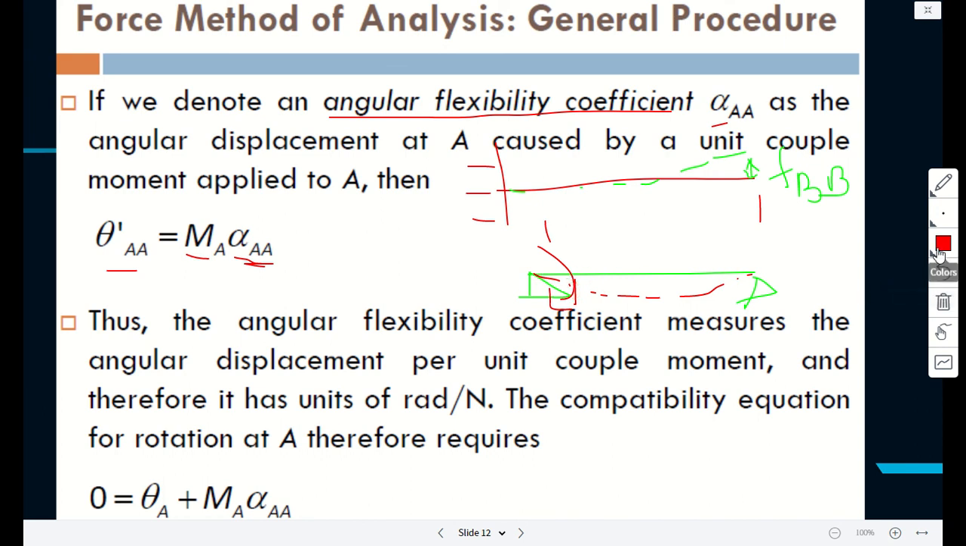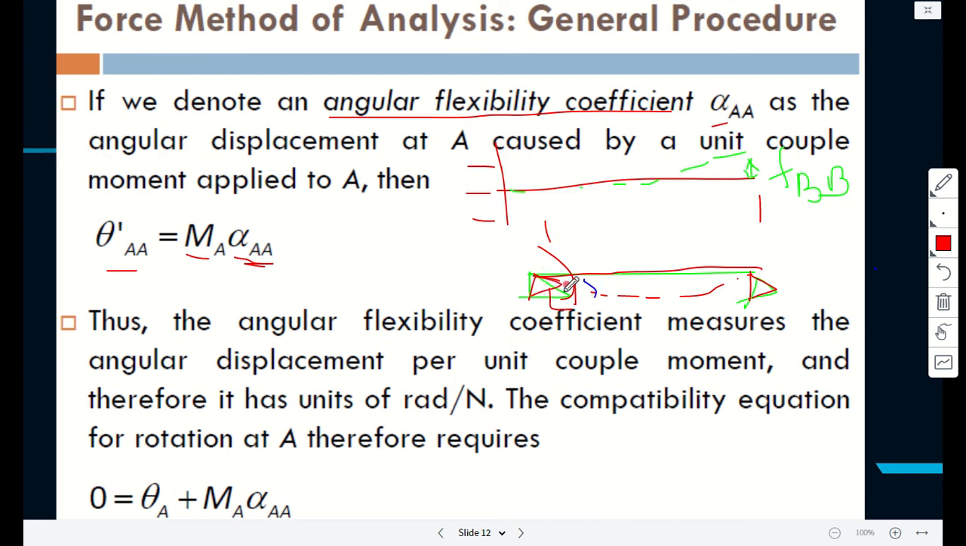Someone said they are not seeing green, sorry. Someone said they are not seeing green. Okay.